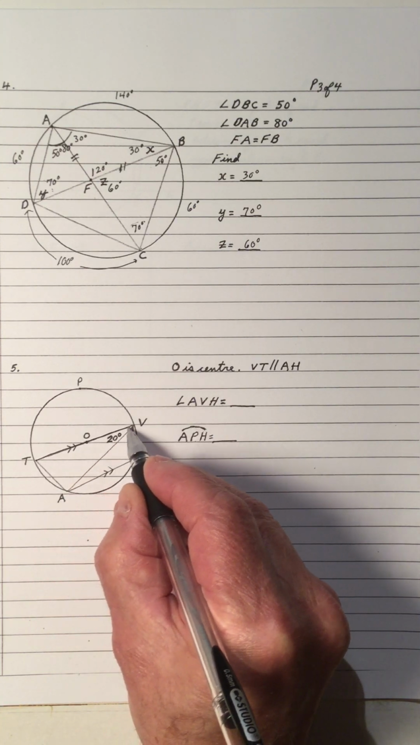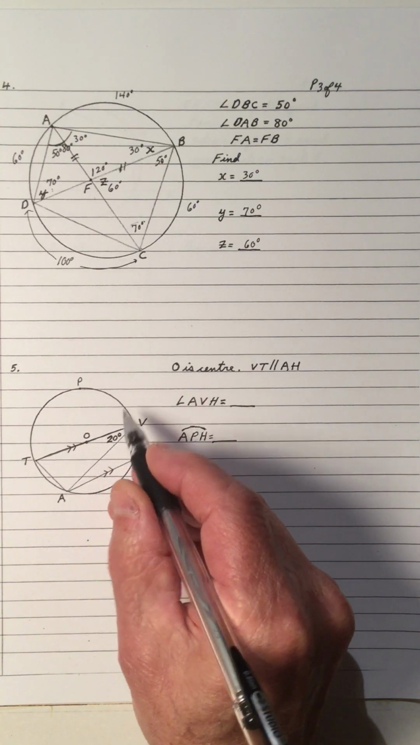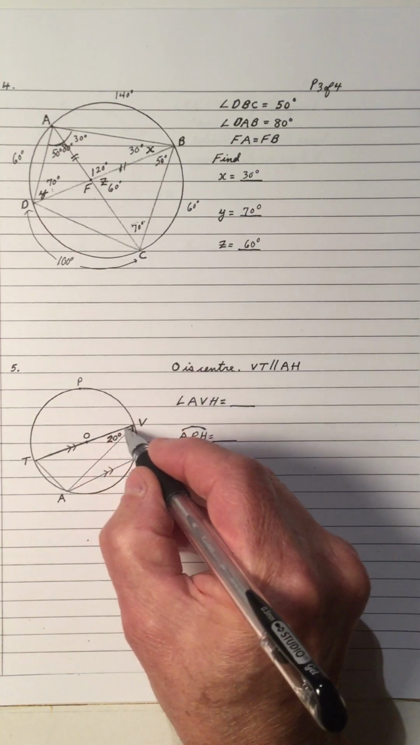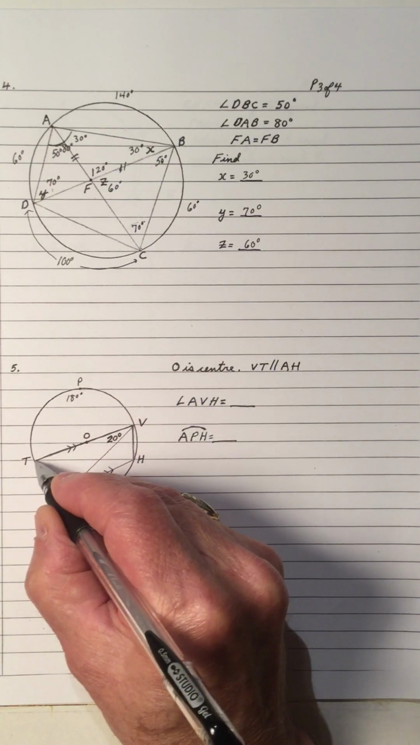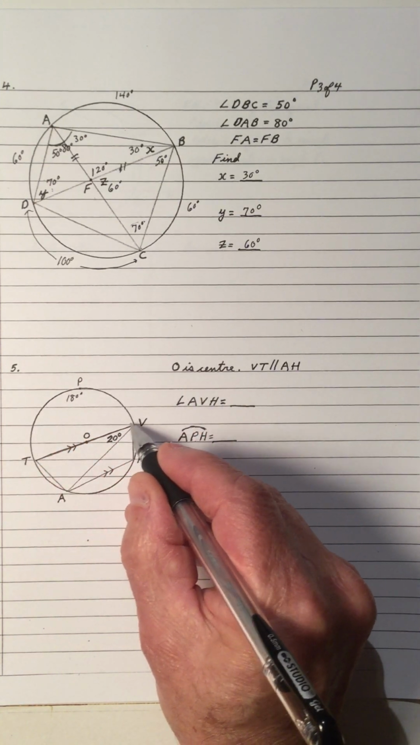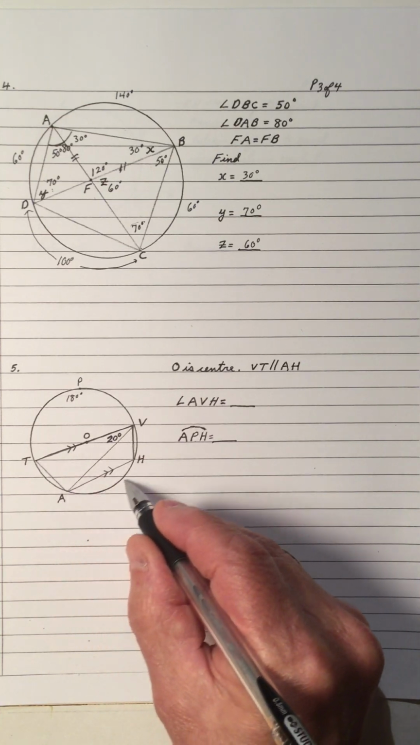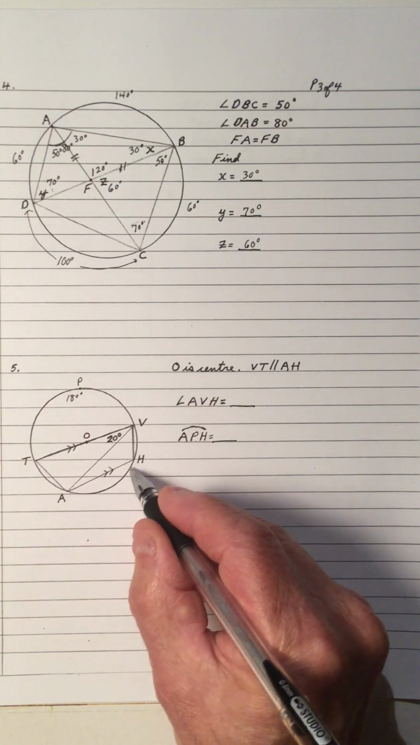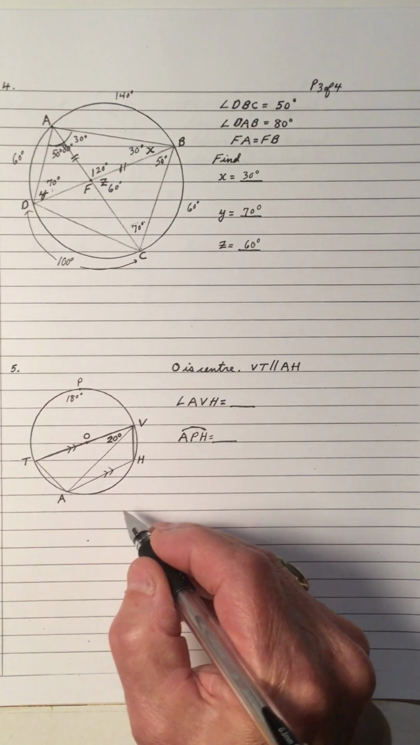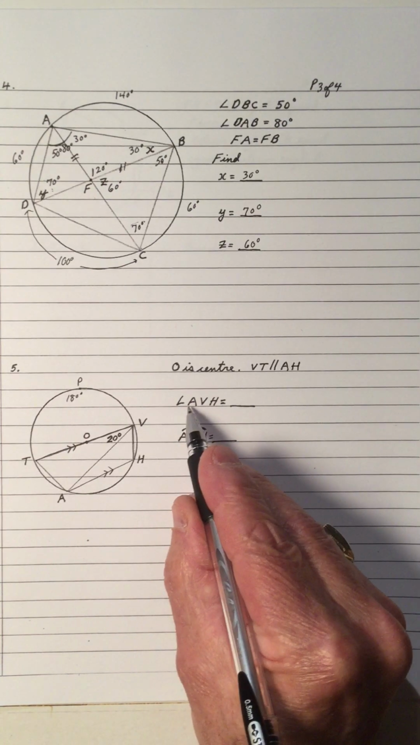This is a chord going to the center. So this is the diameter. And if that's the diameter, that means this is a semicircle. So that's 180 degrees from TPV. And this is 180 degrees here, TAV or THV. This is 180.